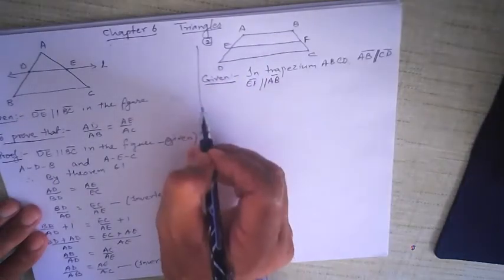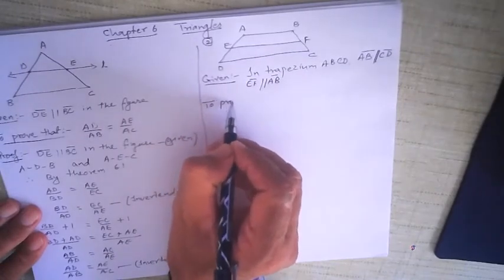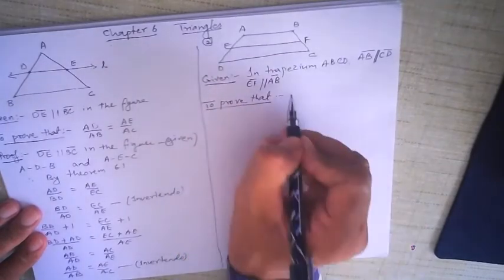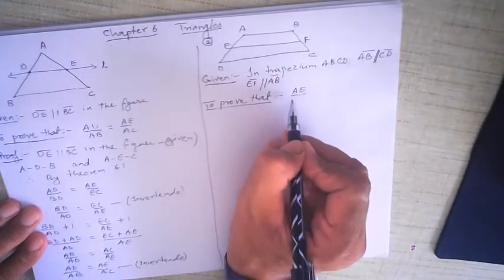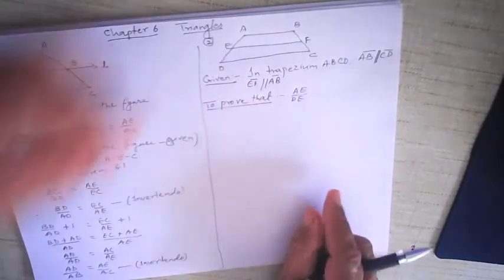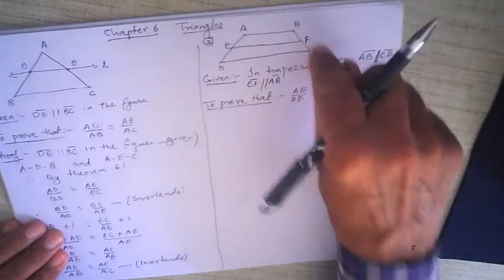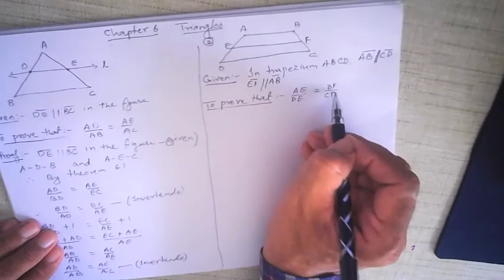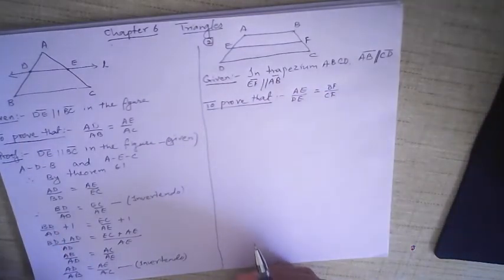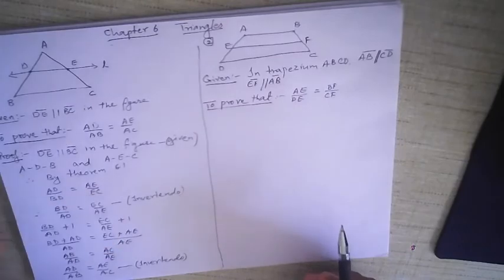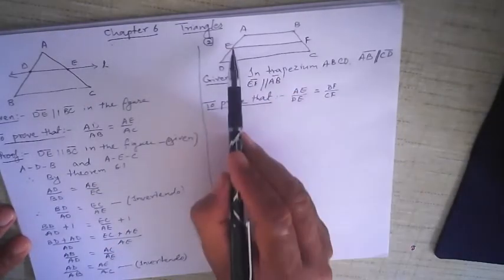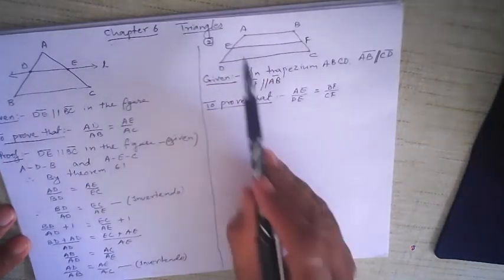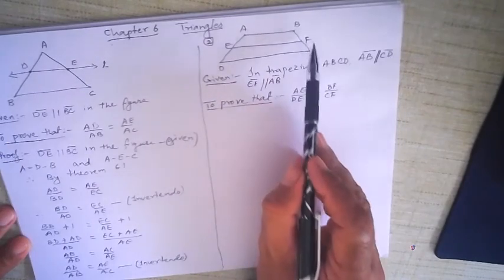And we are supposed to prove that AE upon DE is equal to BF upon CF. This is what is required to be proved. Look at the figure. Trapezium ABCD, one pair of opposite sides are parallel, AB parallel to CD. E is a point on AD, F is a point on BC, such that EF is parallel to AB. We want to prove that AE upon ED is equal to BF upon CF.